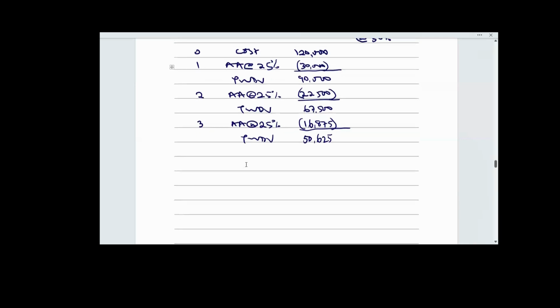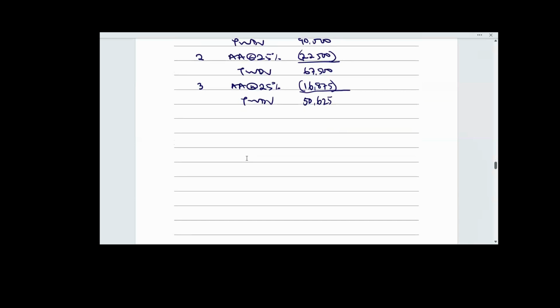Remember, the useful life of this project is 4 years. So year 4 is the final year. You are going to compare the tax written down value from year 3 with the sales proceeds. According to the question, the scrap value of this asset is 10,000. We are told that the asset will be disposed of at 10 million naira. So the difference between these will give us 40,625.